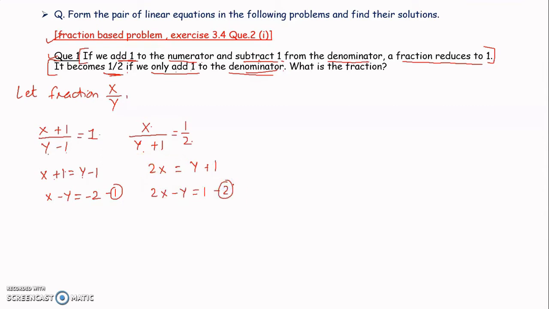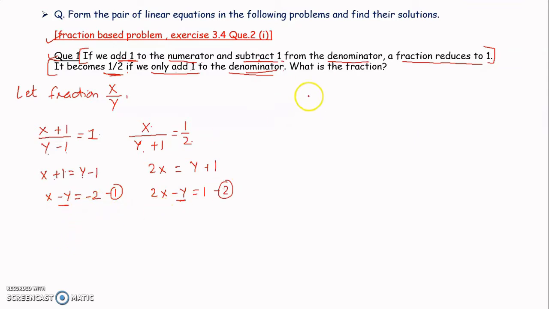So here we get a pair of linear equations in two variables. Now we can solve these equations by any method. We learned about the elimination method, the substitution method, the cross multiplication method, as well as the graphical method. So you can use any of these methods. Let's solve this by the elimination method. If you see those two equations, the coefficient of y is the same in both equations, so you can subtract the two equations.